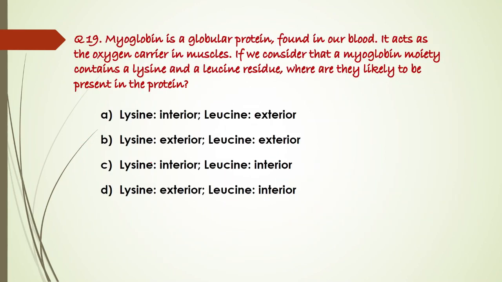Okay, so I think up to question 20 we will solve, and then I will end today's session. Question number 19 states: myoglobin is a globular protein found in our blood. It acts as the oxygen carrier in muscles. We all know that. If we consider that a myoglobin moiety contains a lysine and a leucine residue, where are they likely to be present in the protein?